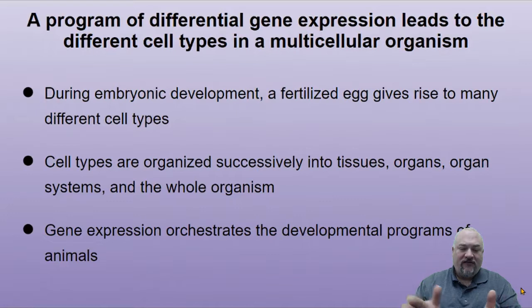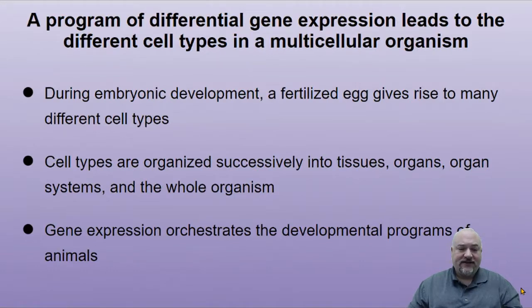When you are developing the embryo, and the embryo comes shortly after fertilization, that's when the cells start to differentiate. Before we get to the embryo stage, the cells really haven't differentiated yet. They're just reproducing. When they start to differentiate, that's when we say it is an embryo. So a fertilized egg gives rise to many different cell types.